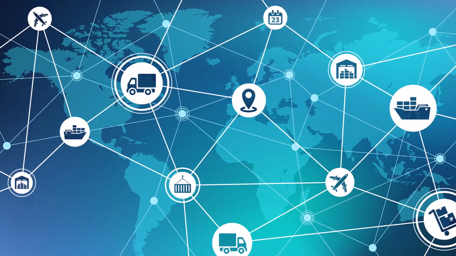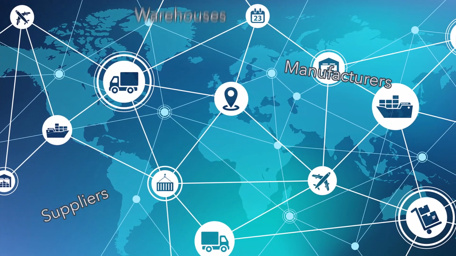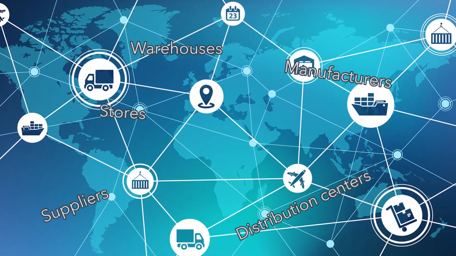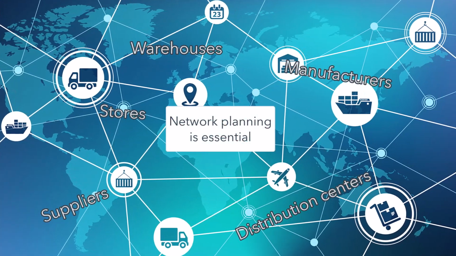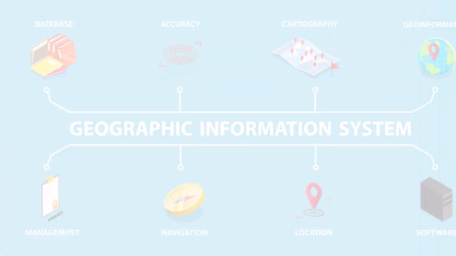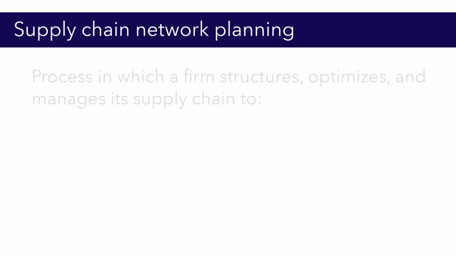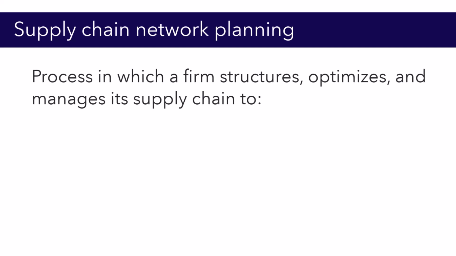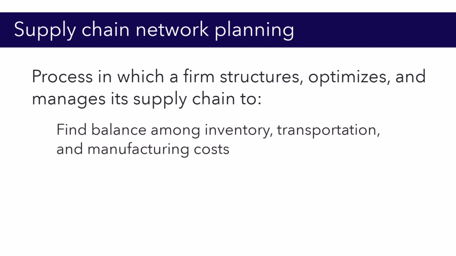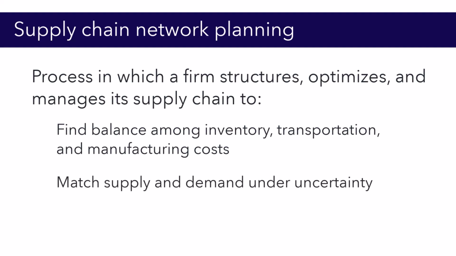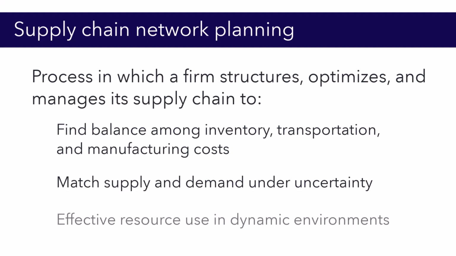Because a supply chain integrates suppliers, manufacturers, warehouses, distribution centers, and stores as part of a network, network planning is essential. This is facilitated using a GIS. GIS-based network planning is the process by which a firm structures, optimizes, and manages its supply chain to do the following: find the right balance among inventory, transportation, and manufacturing costs, match supply and demand under uncertainty by positioning and managing inventory effectively, and use resources effectively in uncertain dynamic environments.